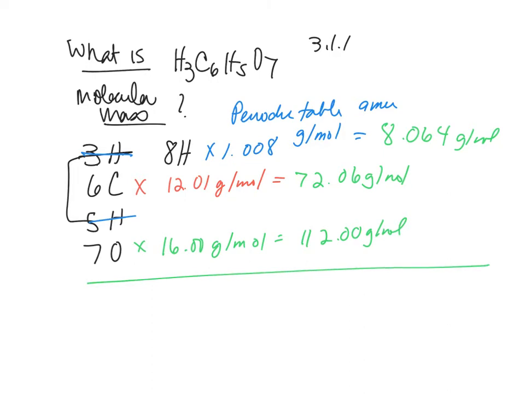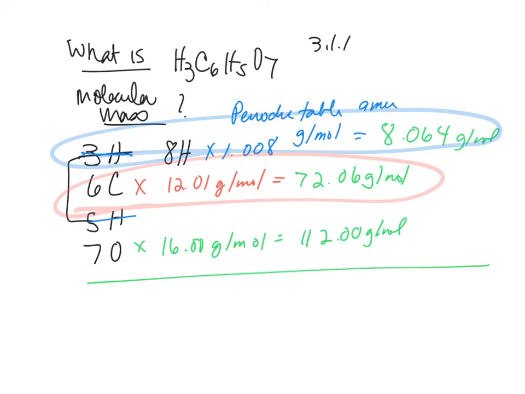It's also good to do this because the next thing you have to do is percent composition. And so if you already have the masses from hydrogen or from carbon or from oxygen, then you can quickly figure out the next step. Okay, so let's add this up. 8.064 plus 72.06 plus 112.